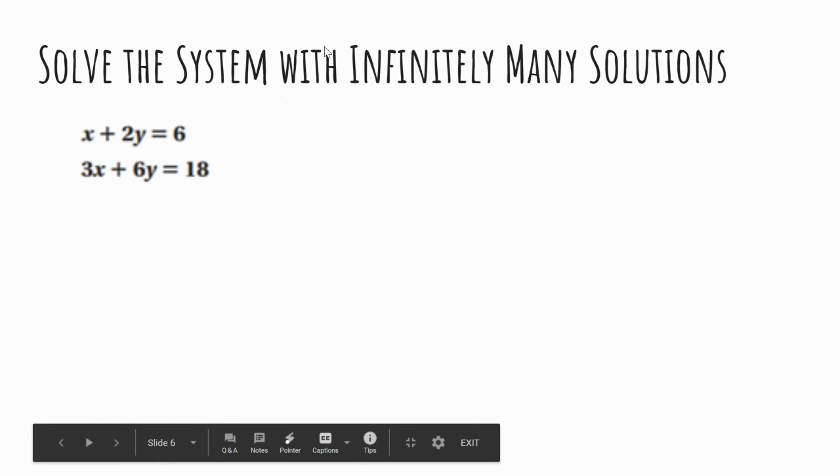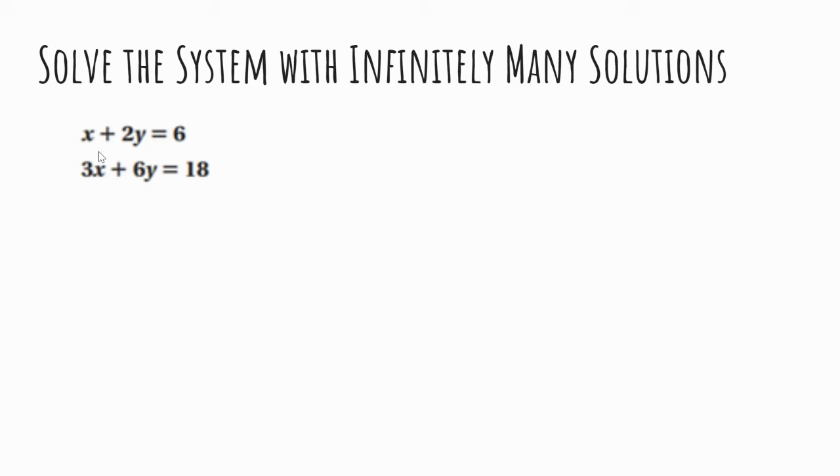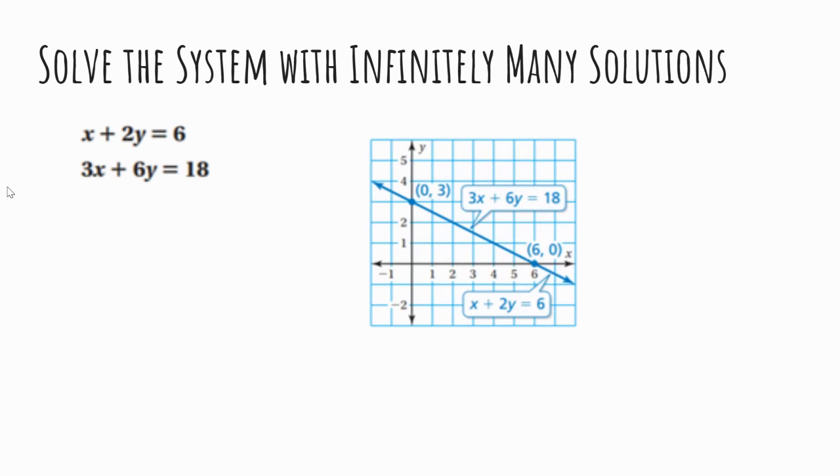Okay, so now let's come here. What happens if there are infinitely many solutions to the equation? What does that look like? What does that mean? We'll first solve this by graphing. If I were to graph this one, it would look just like that. And if I were to graph that one, it would look just like that. It's the same thing. Even though this looks different, it's actually the same thing.